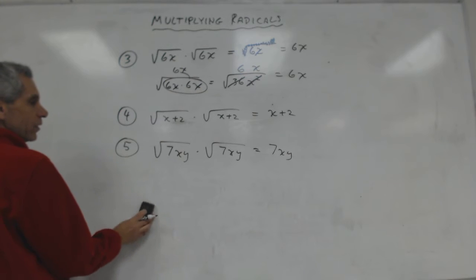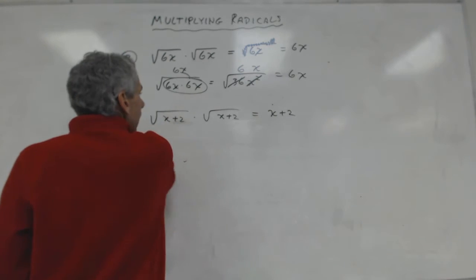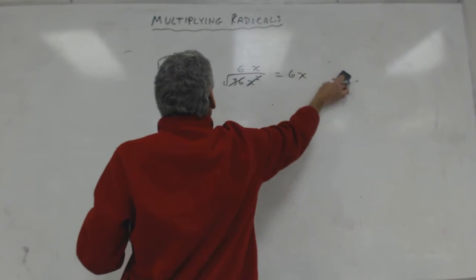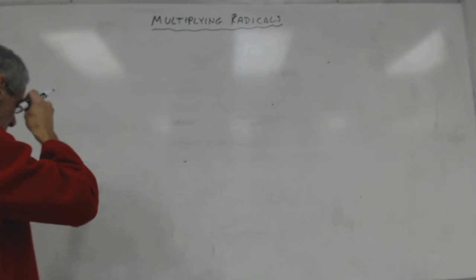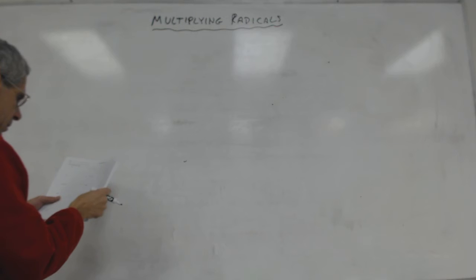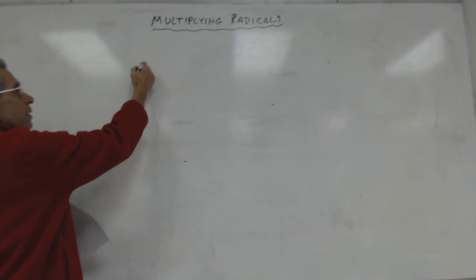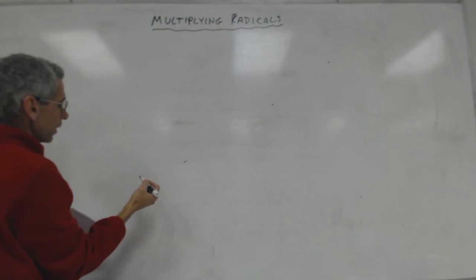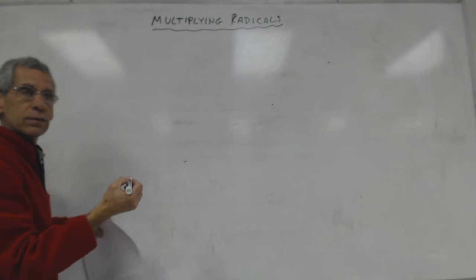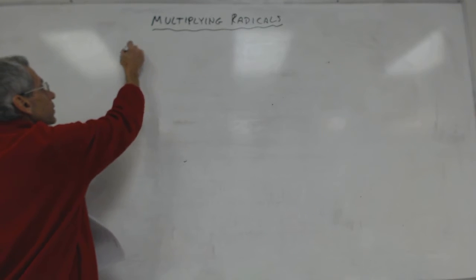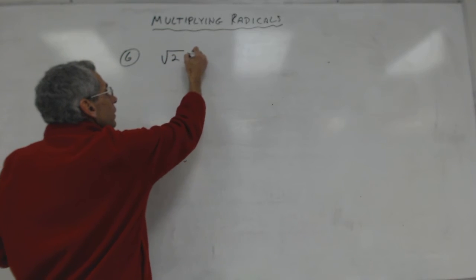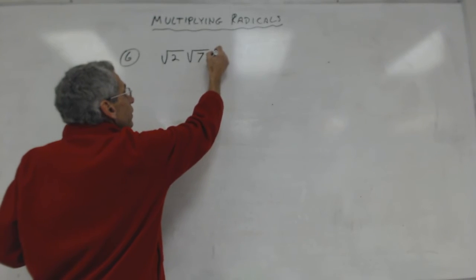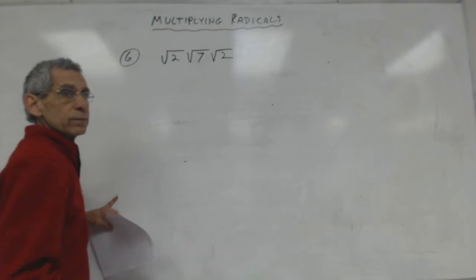Okay. So sometimes, now that you know that, you're going to see something like this. Number 6. Sometimes you're going to see something like this: the square root of 2 times the square root of 7 times the square root of 2.